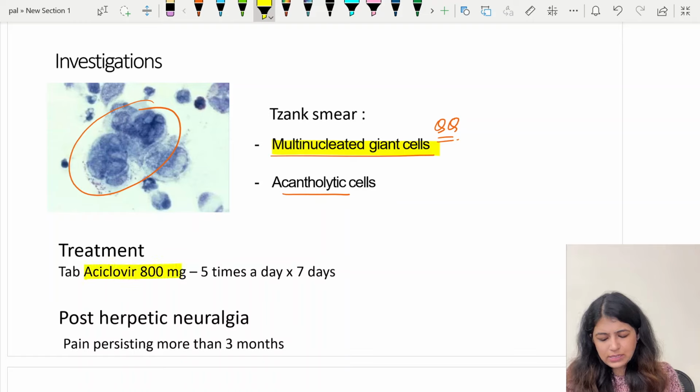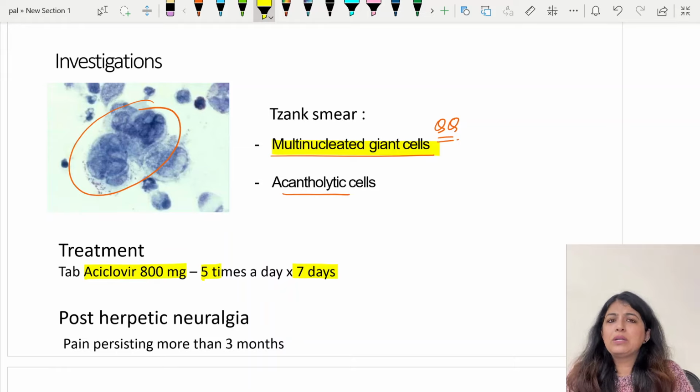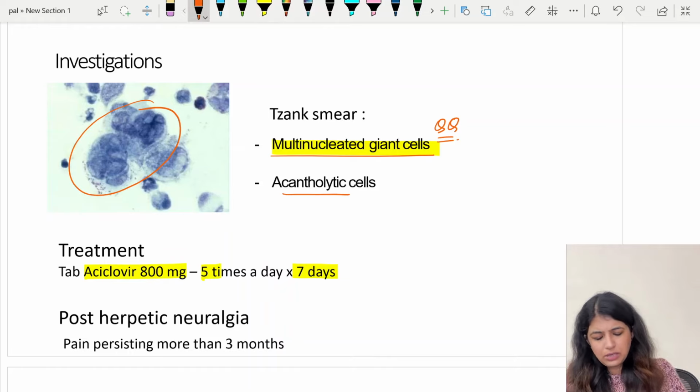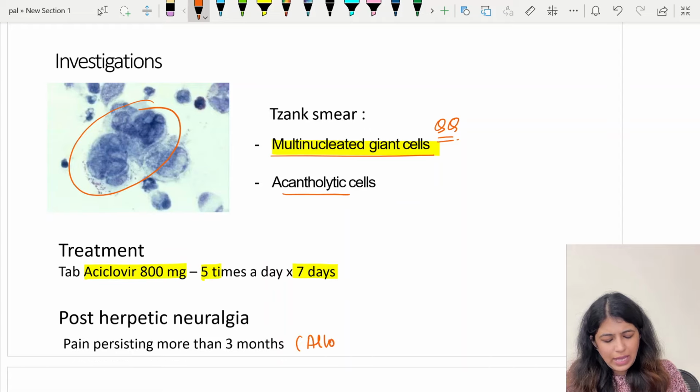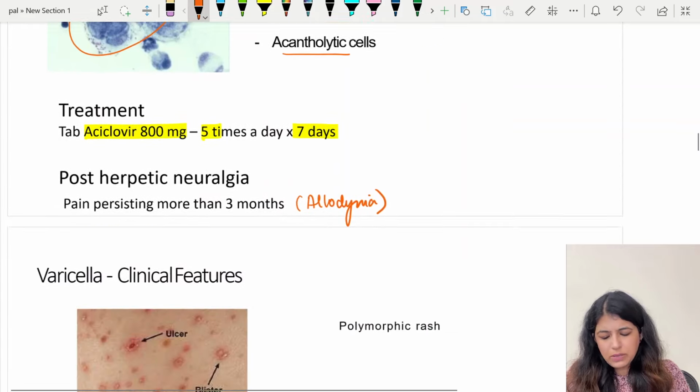Treatment is with acyclovir. The dose is important, 800 mg 5 times a day for 7 days. In some patients, the pain takes a little time to go, but when it persists for more than 3 months, it is called post-herpetic neuralgia. It's a type of allodynia. Okay, so this is about herpes zoster.